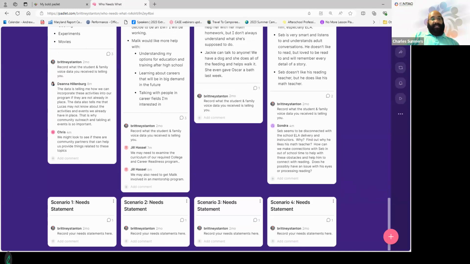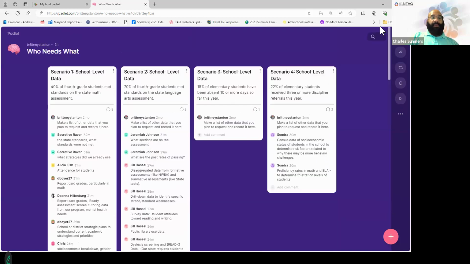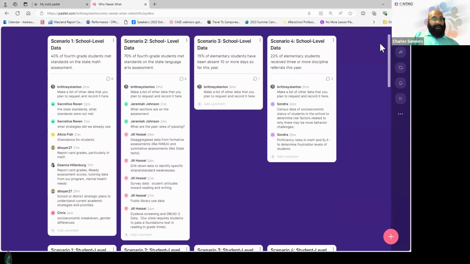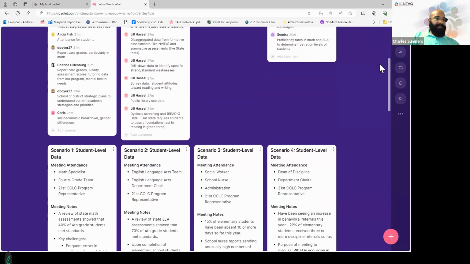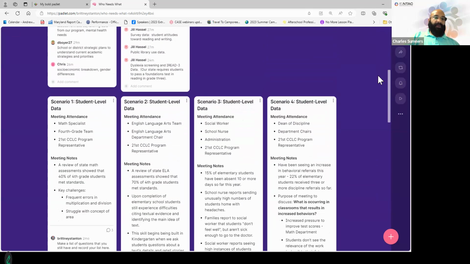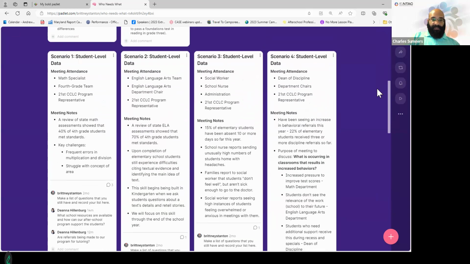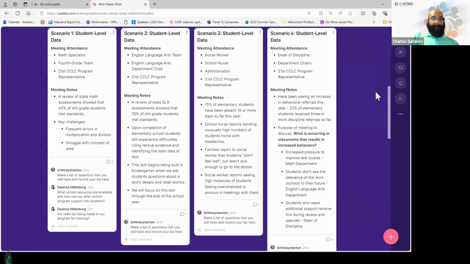So let's take a look at scenario number 1 here. The first part of scenario number 1 said 40% of 4th grade students met the standards on the state math assessment. And then we met with the math specialist, and they told us that the key challenges were frequent errors in multiplication and division, and a struggle with the concept of area.